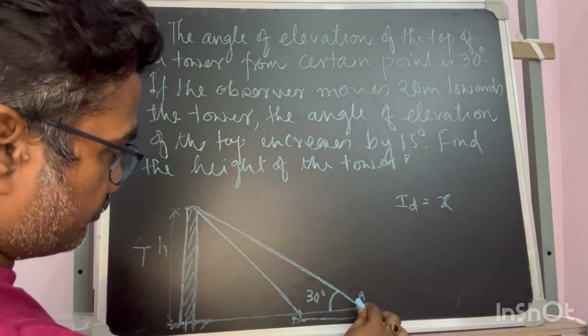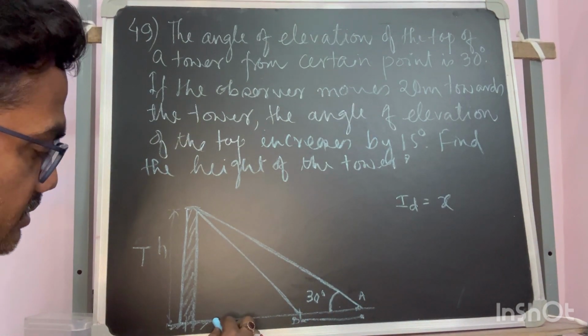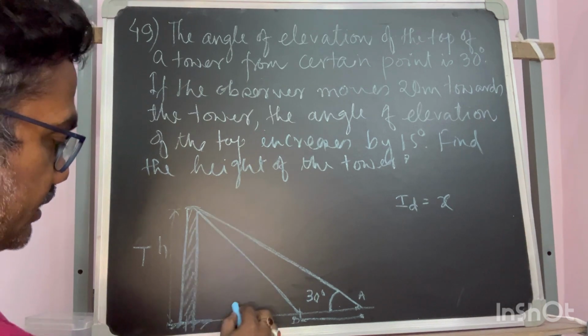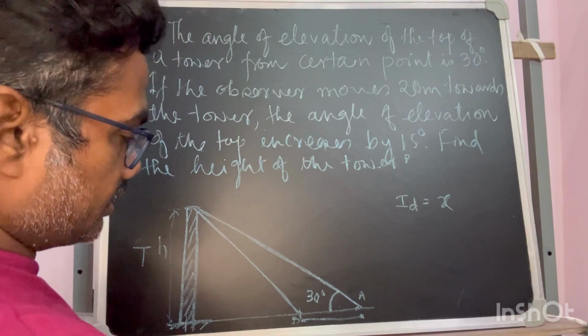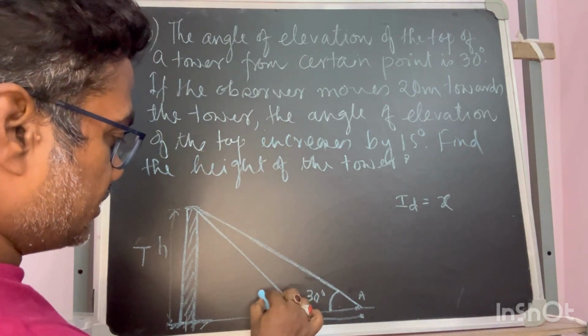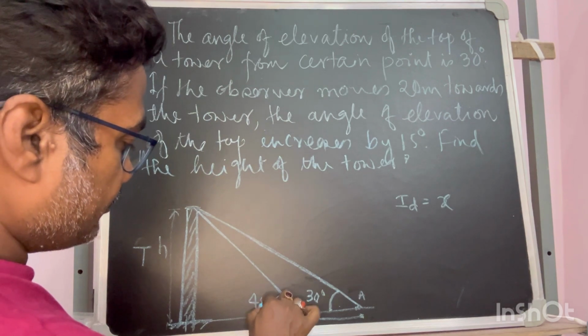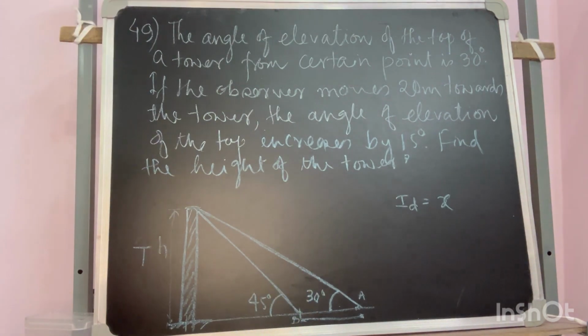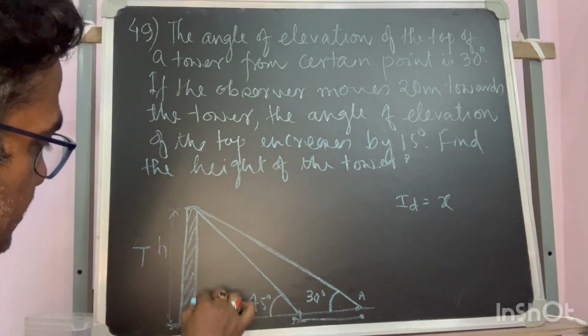This is obvious, because if I go towards the tower and I look up, the angle of elevation will increase. If I go further away, it will decrease. So this angle is added to this 15 degrees. That means it will become 45 degrees now. So these are the two conditions. Both can be considered as a right angle triangle.